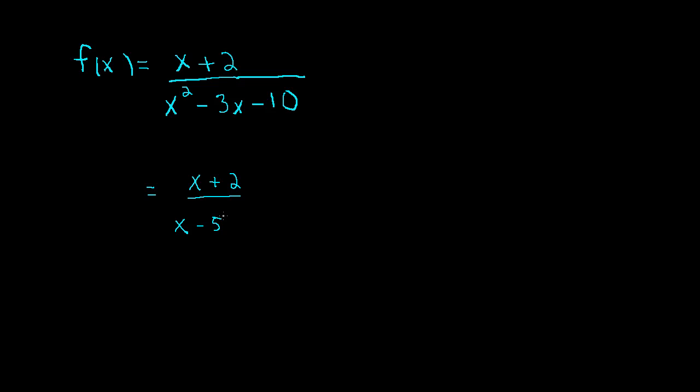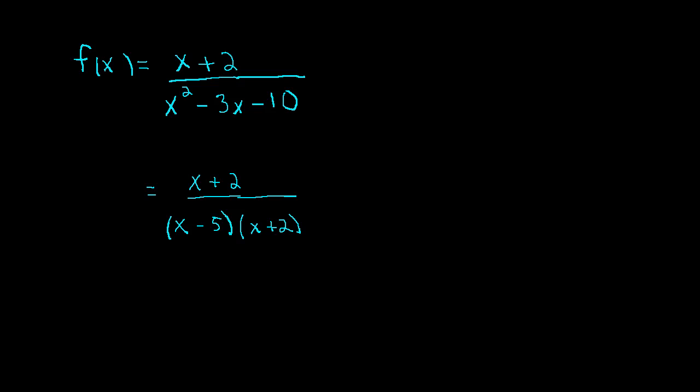I believe the denominator factors to x minus 5 times x plus 2. So this is my new function. Now, what's the domain of this function? Well, I know that I can't plug in 5. That's probably where that vertical asymptote is going to come in. But look what else. Notice that -2 is also not in the domain of this function. It doesn't get mapped anywhere. So -2 appears to be perhaps another place of discontinuity.